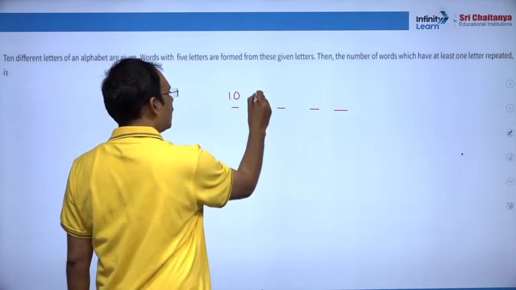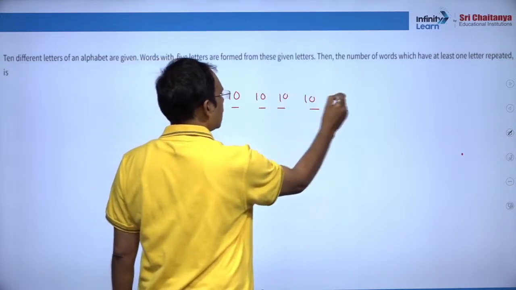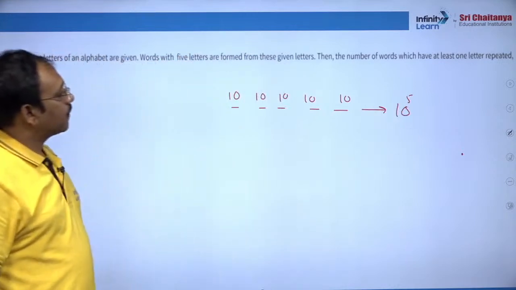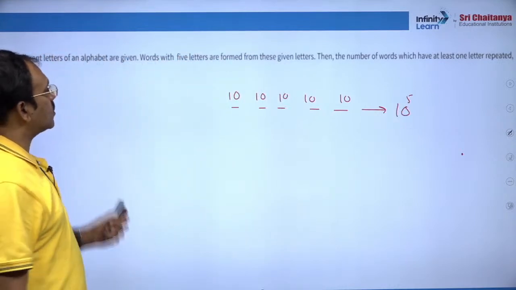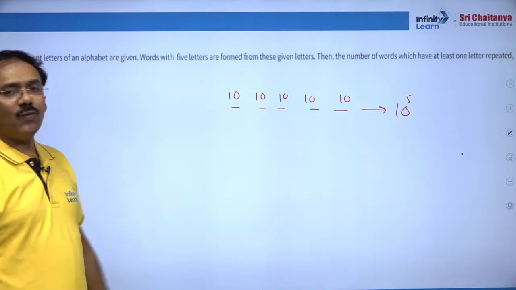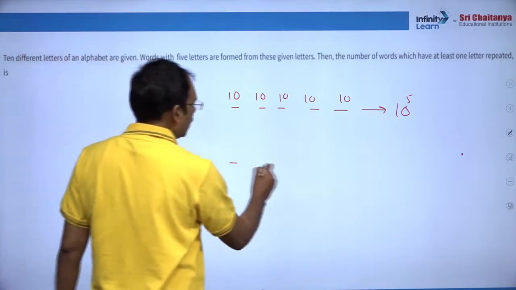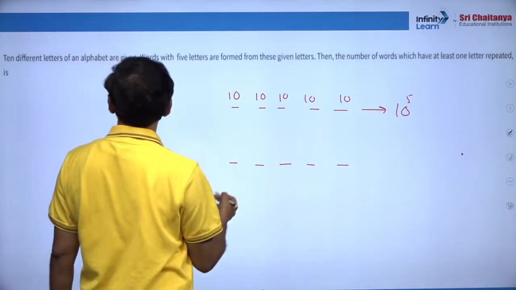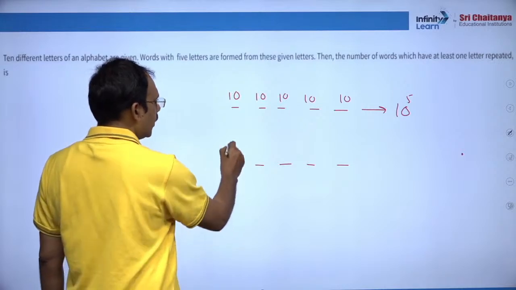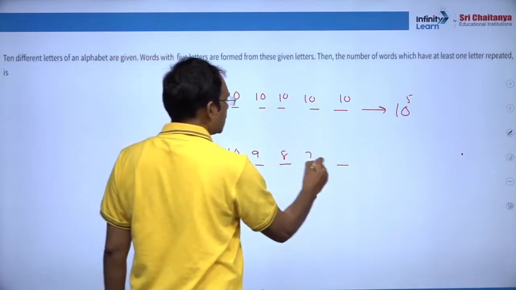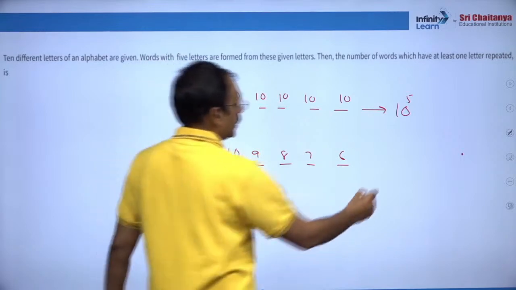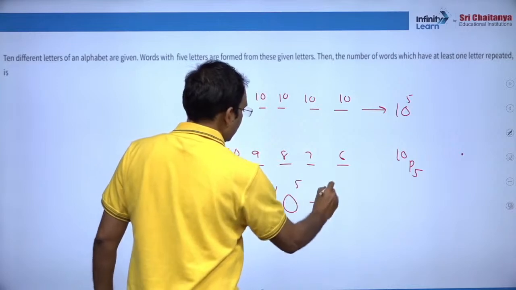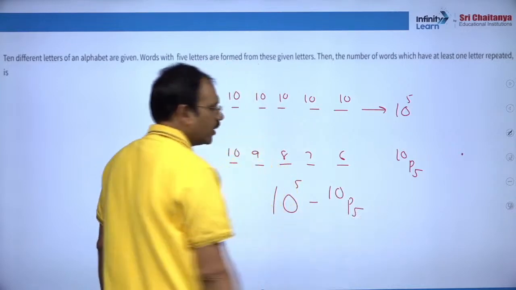This can be filled in 10 ways each, so 10 power 5 words you can form. But the number of words which have at least one letter repeated: at least one letter repeated means you just find out of these where no letter is repeated. No letter repeated will be how much? It is going to be 10, 9, 8, 7, 6, which is 10P5. So if you just find 10 power 5 minus 10P5, it is going to be your answer.